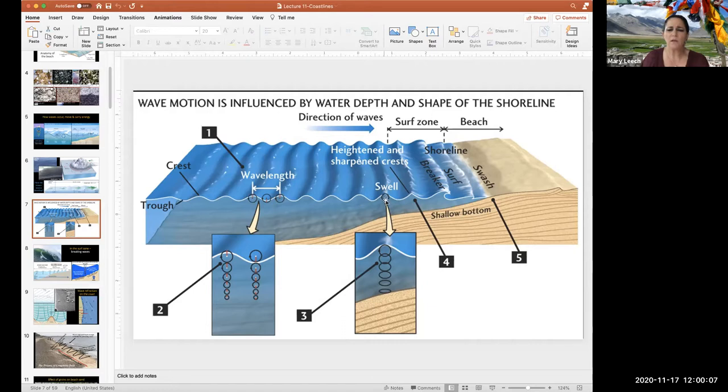So there's one wavelength, right? Half of that is the depth we're talking about here, where they start to feel bottom and break. That's the surf zone, okay? I said these things already. This diagram is showing you that it's feeling the bottom. It's slowing down at the base here, and it's going to start to tip over.